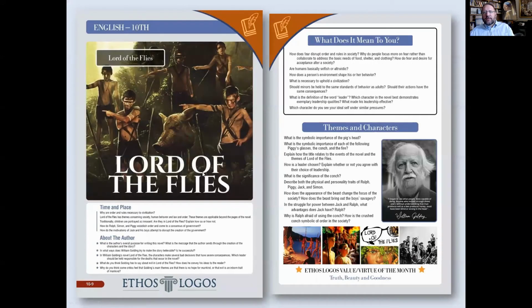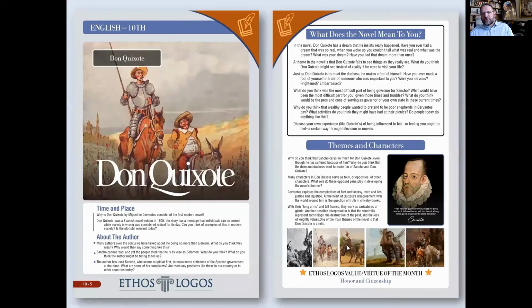So Don Quixote, Lord of the Flies, 10th grade, 9th month. So we're into Brit Lit. Here's what we're studying for values and virtues. And you can see how that is laid out.